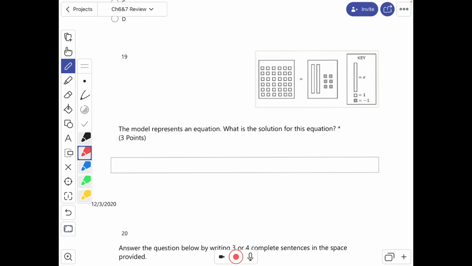Number 19. The model represents an equation. What is the solution for this equation? We're going to start out with the equation. It has little squares, and each little square represents 1. So if we count all those little squares, we get 36. Then there's an equal sign. These long strips represent x, and there's 2 of them, so that's 2x plus, and these little squares are negative 1s, so there's 6 of them. That makes negative 6. Now we need to solve.